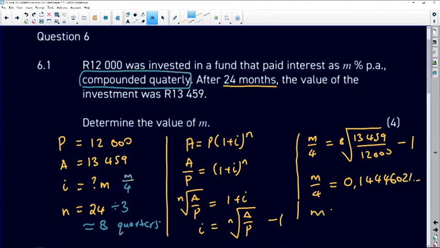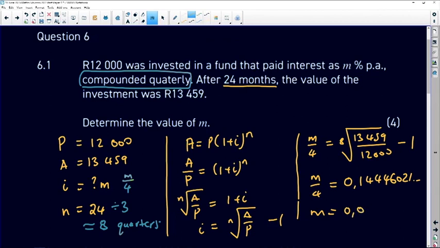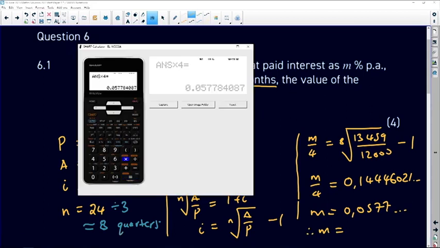Then if you multiply that by 4, what do you get here? If you multiply that by 4, I'm going to end up with 0.0577. Which, when you convert to a percentage, therefore M as a percentage will be equal to whatever we're looking at there multiplied by 100.